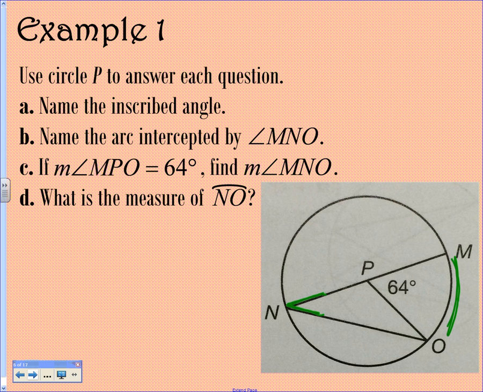It tells you MPO is 64, and it shows it to you. What is the measure of MNO?